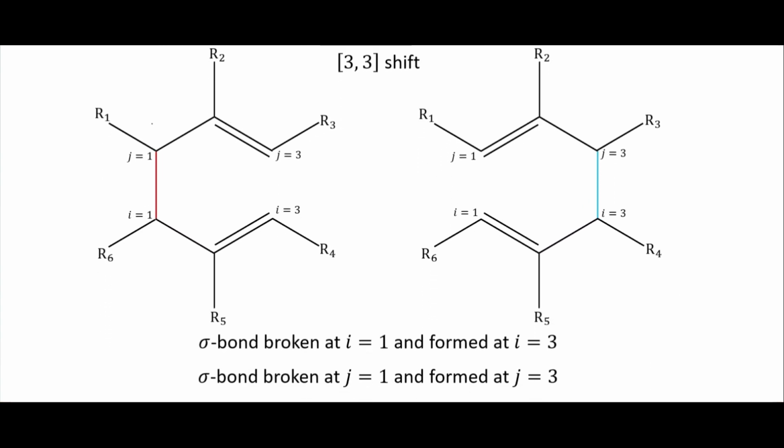We have our sigma bond over here between J equals 1 and I equals 1, and it's going to move over here so that it's between J equals 3 and I equals 3. So we can think about the mechanism for this being kind of like this, where this moves over there, this moves over there, and this moves over there. Again, that's not how it's actually happening, but that's a nice way of doing the bookkeeping for this.